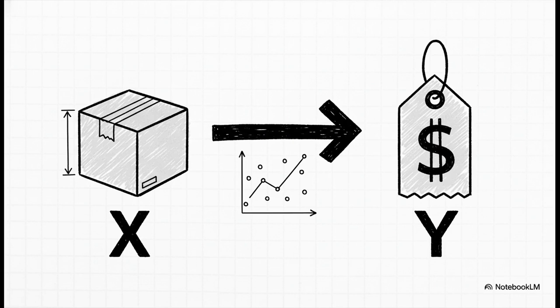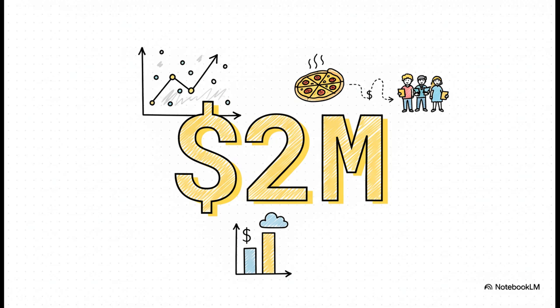Their independent variable, x, was the volume of a box. Their dependent variable, y, was how much the material for that box cost. They found the line of best fit to predict cost from size. And the result? By using that simple predictive model to get their mix of box sizes just right, they saved an estimated $2 million a year.